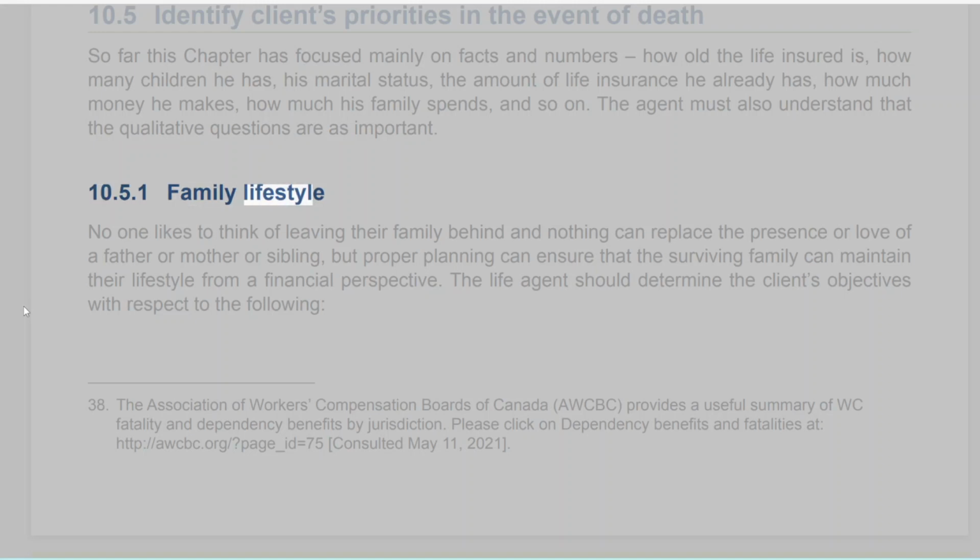10.5.1 Family lifestyle. No one likes to think of leaving their family behind, and nothing can replace the presence or love of a father or mother or sibling, but proper planning can ensure that the surviving family can maintain their lifestyle from a financial perspective. The life agent should determine the client's objectives with respect to the following.